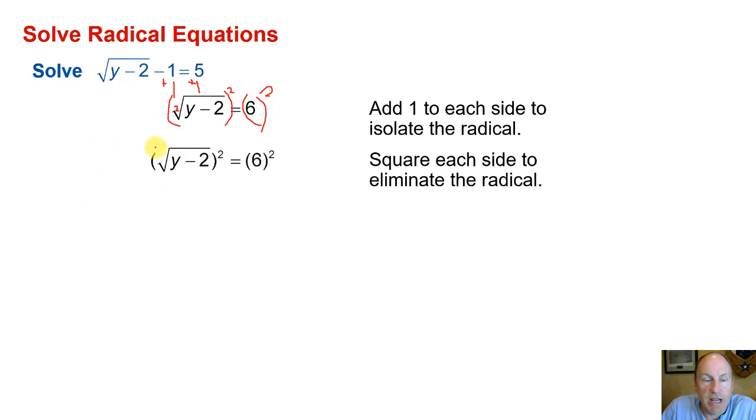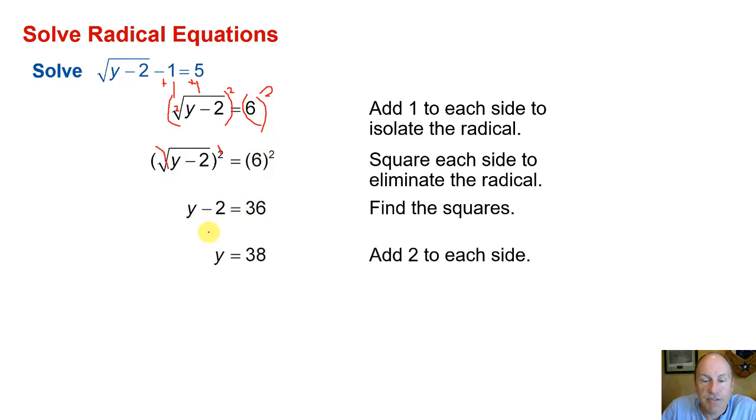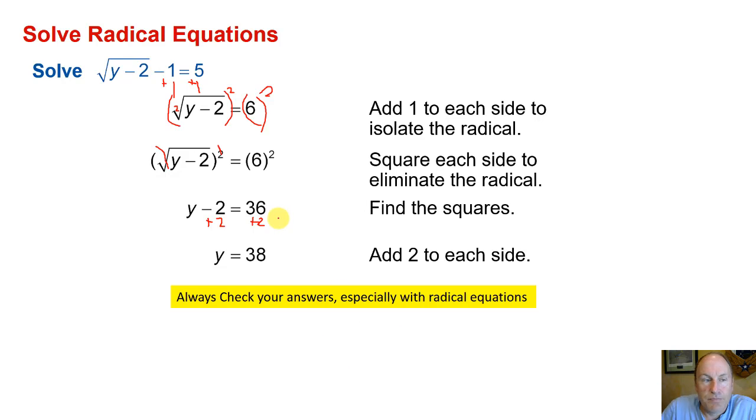That is going to eliminate the radical. And so what we'll wind up with is y minus 2 equals 36. Then we're going to add 2 to both sides to get y equals 38. Now it's important that you check your solution in radical equations because sometimes you can come up with solutions that are called extraneous solutions.